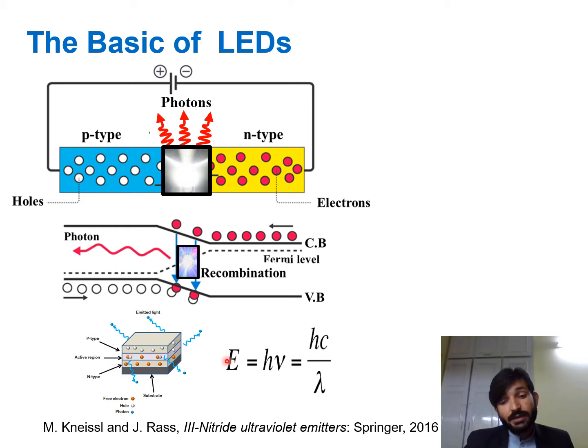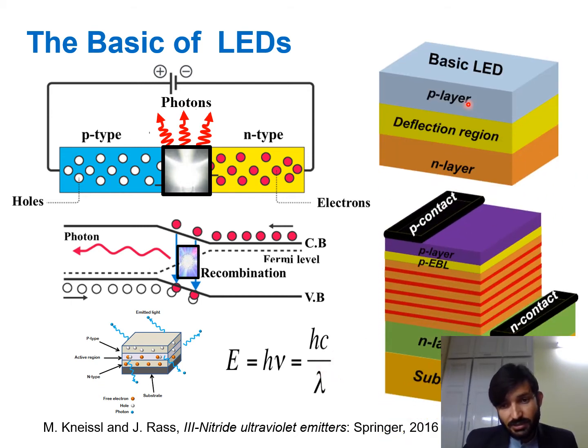The energy and wavelength of the emitted photon depend on Planck's equation, E equals hc by lambda, where E is the energy of the emitted photon and lambda is the wavelength of that emitted photon.